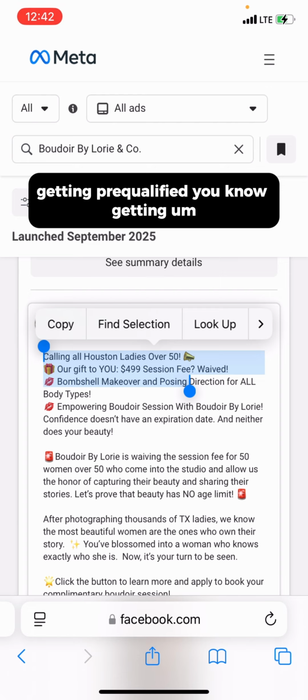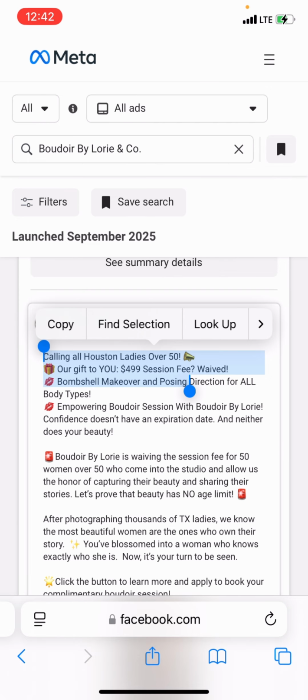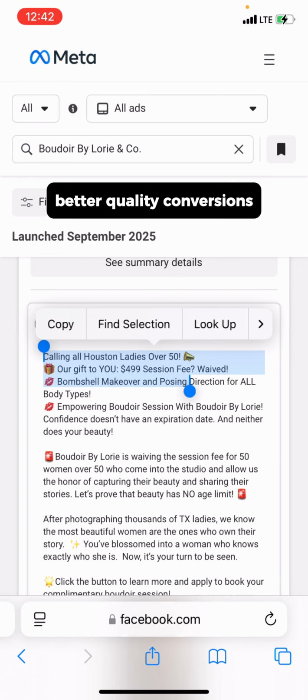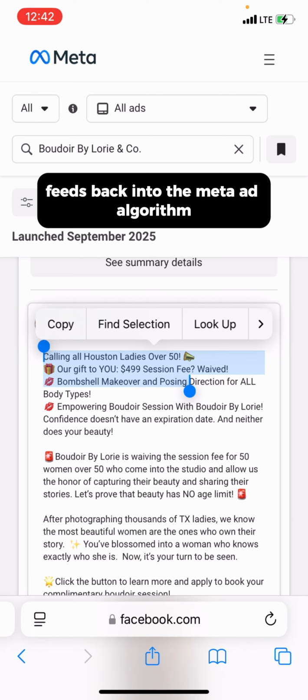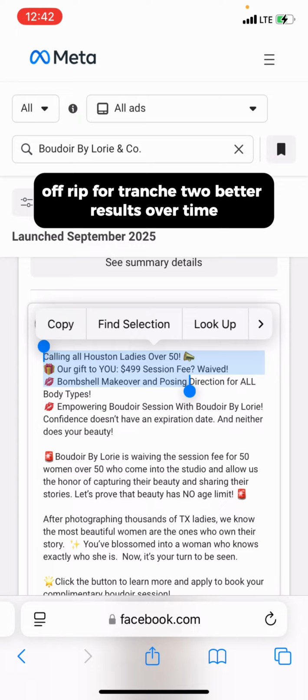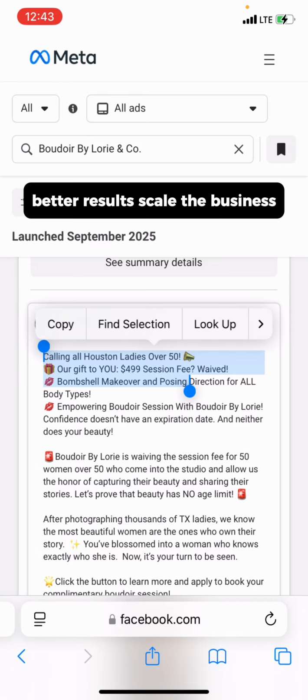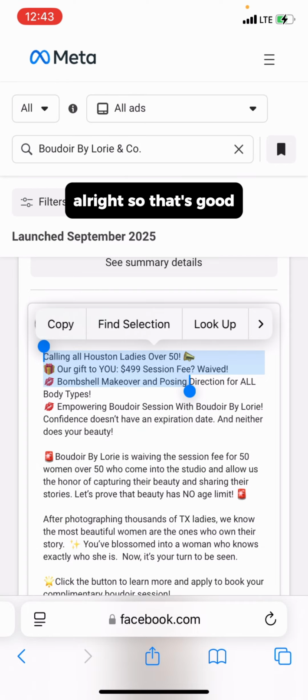Getting pre-qualified, getting better quality leads, better quality calls, better quality conversions, feeds back into the Meta ad algorithm. Our ads go to higher quality prospects off the rip for tranche 2. Better results over time. Ad sustains and scales. Same ad spend, better results. Scale the business. All right, so that's good.